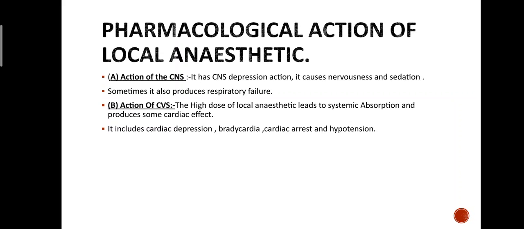Next main point, pharmacological action of local anesthetics. There are two main actions: action on the CNS, the central nervous system, and action on the CVS, the cardiovascular system. In action on the CNS, it has CNS depression action. It causes nervousness and sedation. Sometimes it also produces respiratory failure. In action on the CVS, a high dose of local anesthetic leads to systemic absorption and produces some cardiac effects. It includes cardiac depression, bradycardia, cardiac arrest, and hypotension. These are the two main actions of local anesthetics.